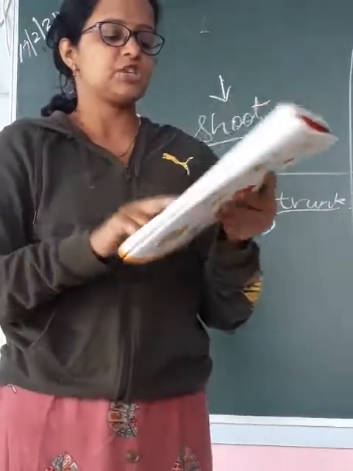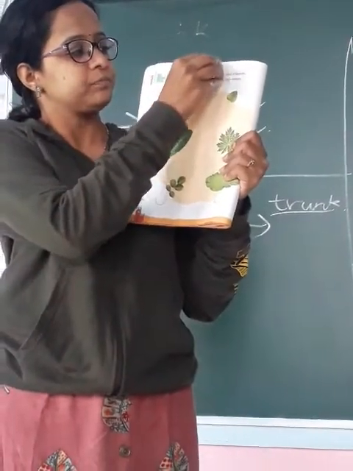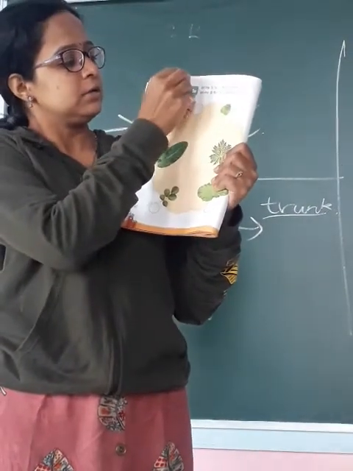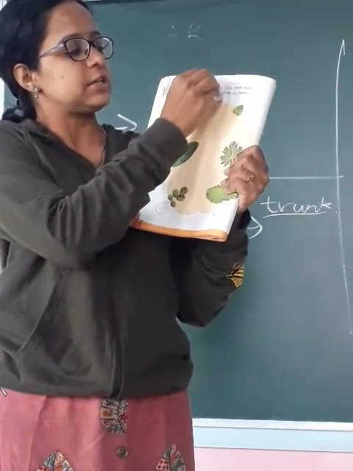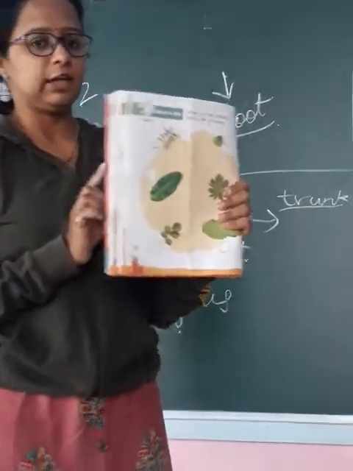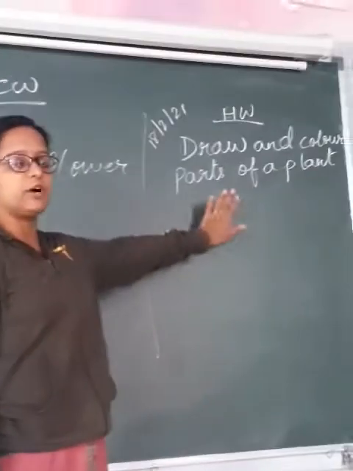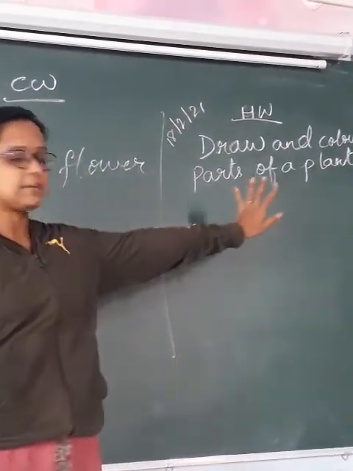Next, page number 66. UKG children, this is your homework. Okay. So do your activity. Send us the pictures, and in your English notebook as homework, draw and color parts of the plant.